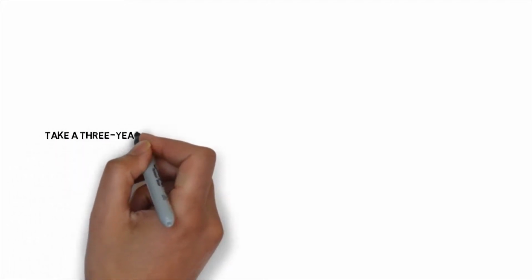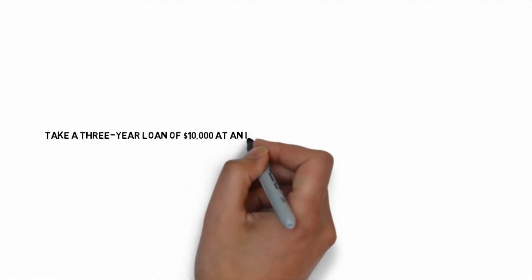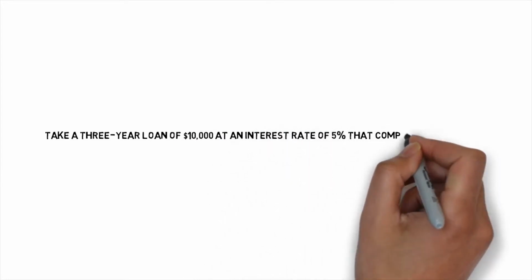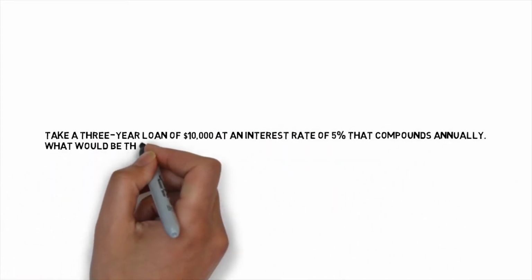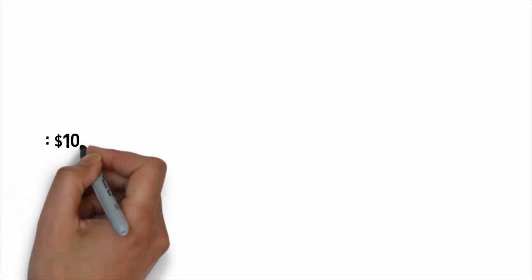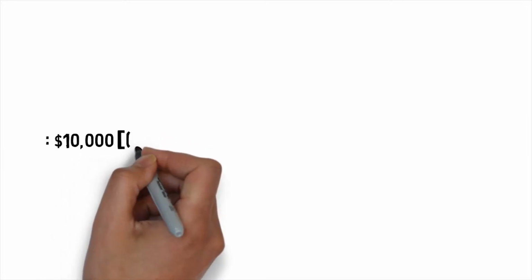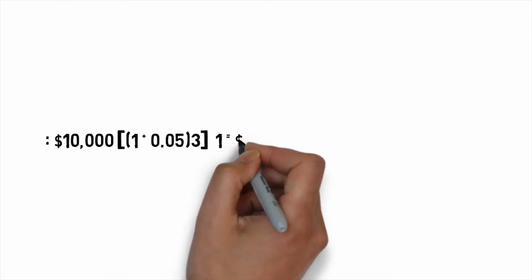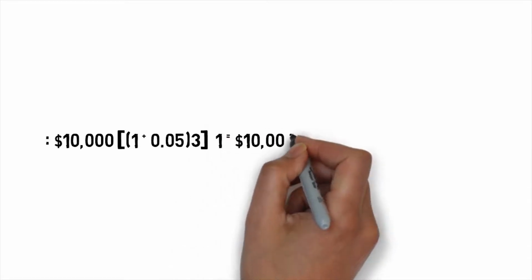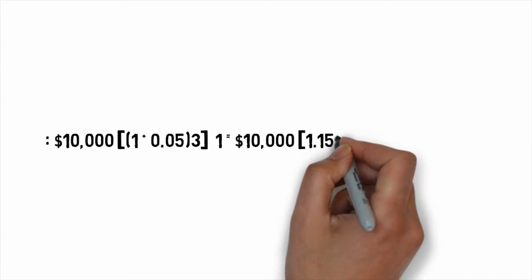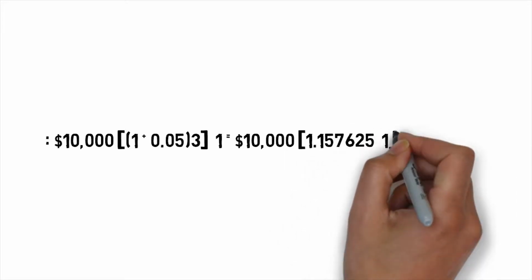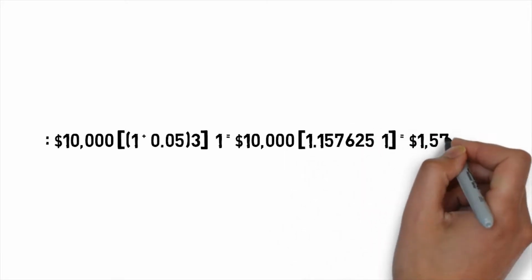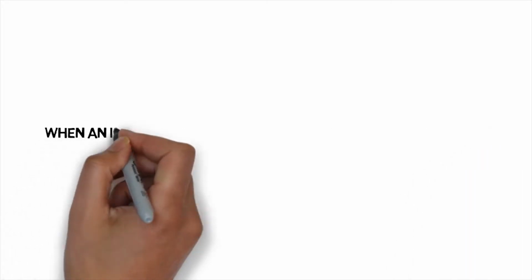Take a 3-year loan of 10,000 at an interest rate of 5% that compounds annually. What would be the amount of interest? In this case, it would be 10,000 times the product of 1 plus 0.05 to the power of 3, minus 1, which is equal to 10,000 times 1.157625 minus 1, which is equal to $1,576.25.